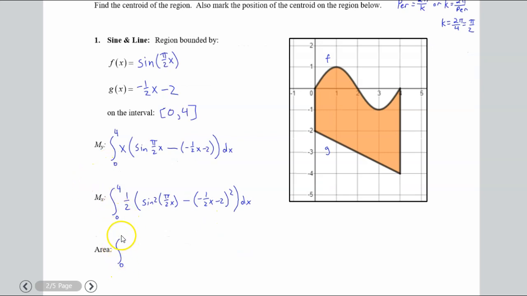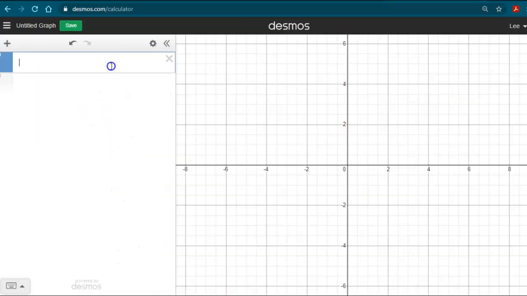For the last one, I have integral from 0 to 4. This will just be my f minus g: sine of pi over 2x minus negative 1/2 x minus 2. So I'm going to switch over to Desmos and calculate those out. And the way I'm going to do them is to just input my functions.